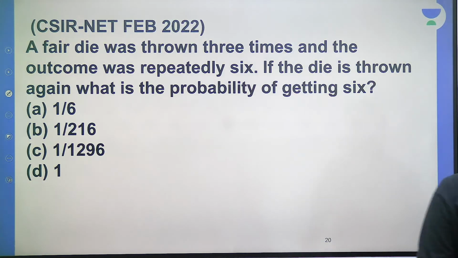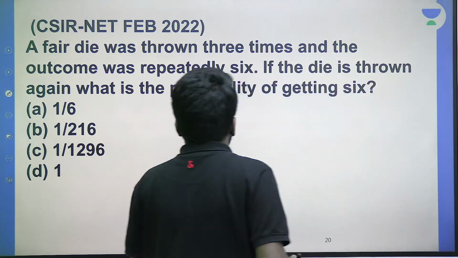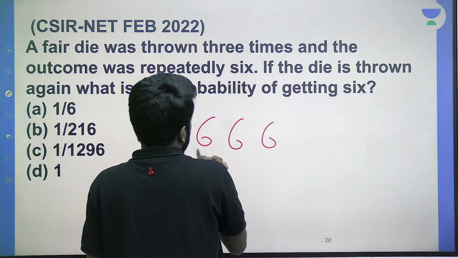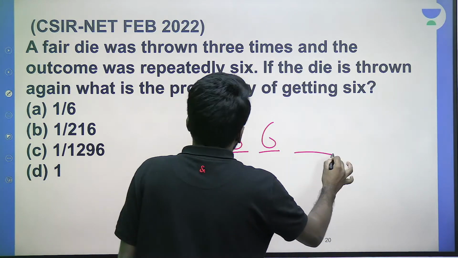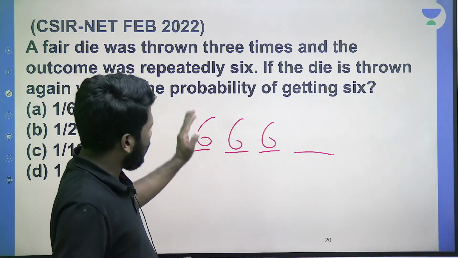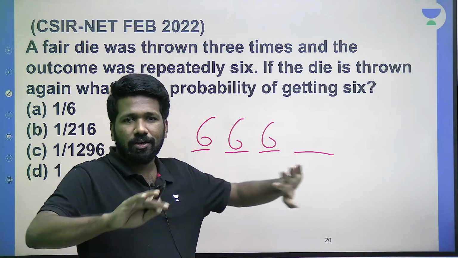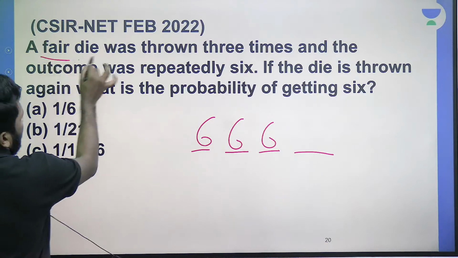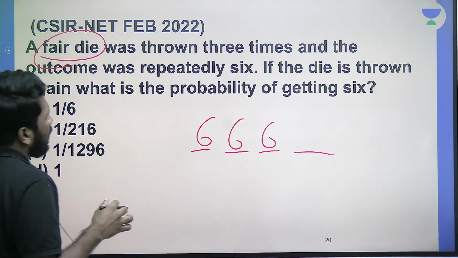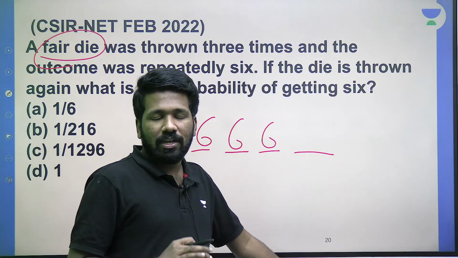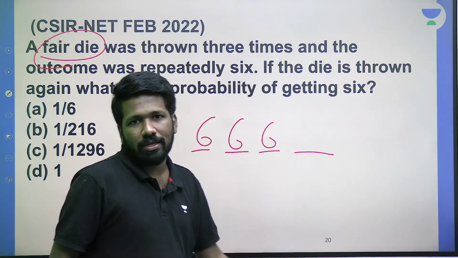A fair die was thrown 3 times and the outcome was repeatedly 6. 3 times the dice was showing the side 6 itself. Now the 4th time, what is the chance of getting a 6? First of all, the first 3 times 6 occurring have nothing to do with what will occur the 4th time, because clearly it is a fair die. Fair die means all sides have equal chance. It is independent occurrences only.